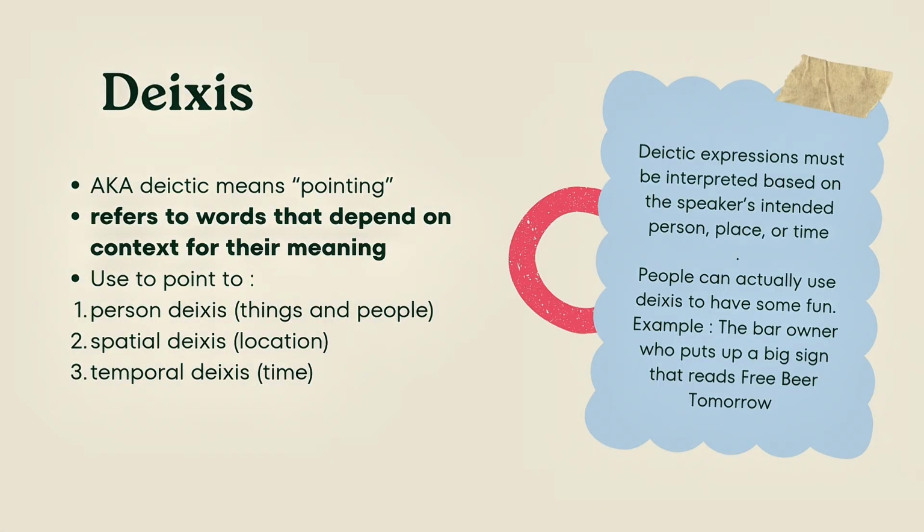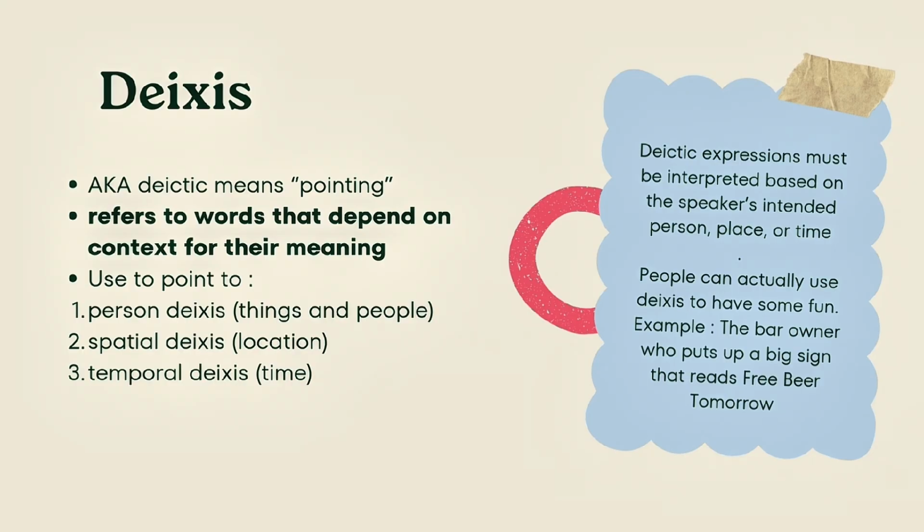One important topic in pragmatics is deixis. Deixis means pointing in Greek. Deixis, also known as deictic, refers to words that depend on context for their meaning. The expressions need context to be understood. And there are three kinds of deixis.